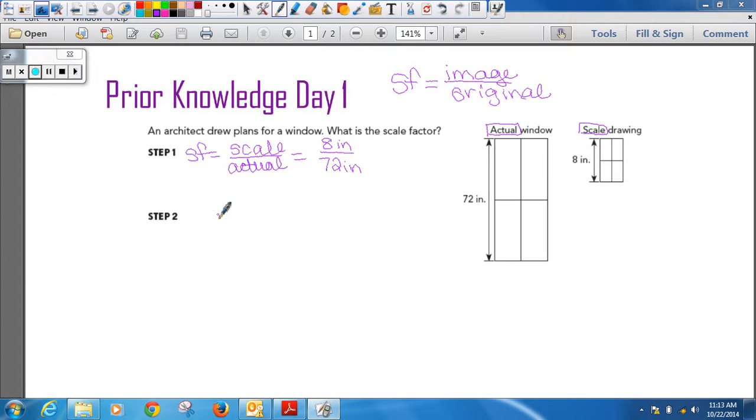So the second step then, after you set up the ratio in step 1, is to go ahead and reduce that. The good news is, because they both have the same units, the units cross out and we're left with 8 over 72. That reduces to 1/9. So my scale factor is 1/9. It makes sense that it is less than 1 since the scale drawing got smaller than what the actual window was.